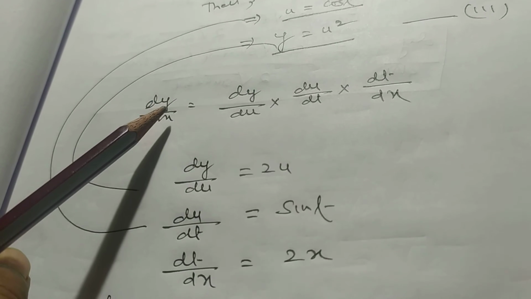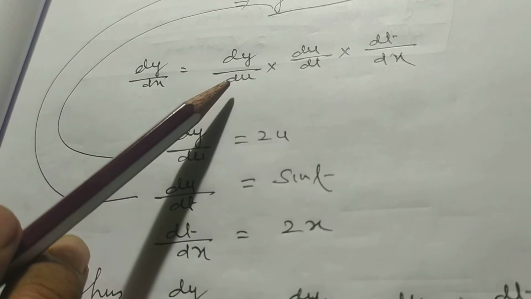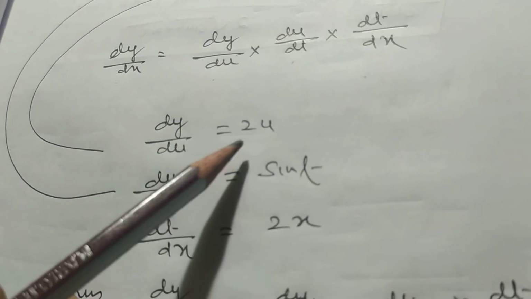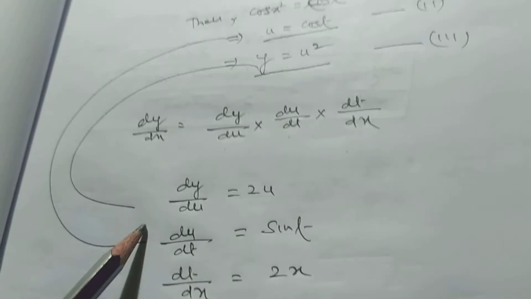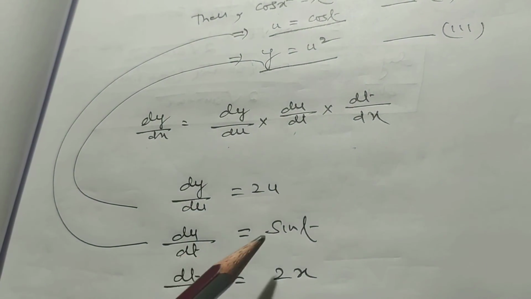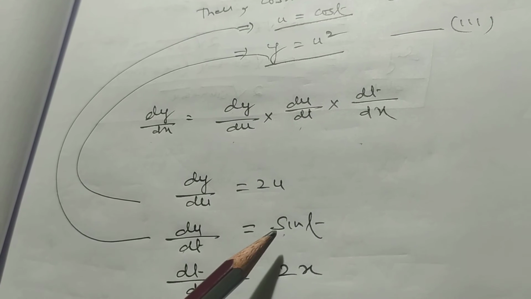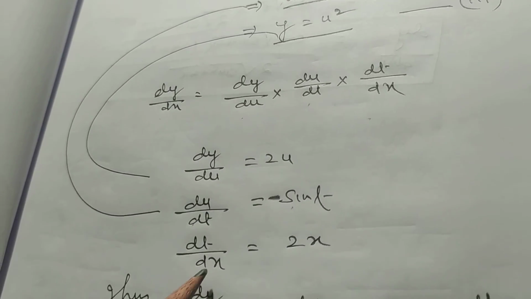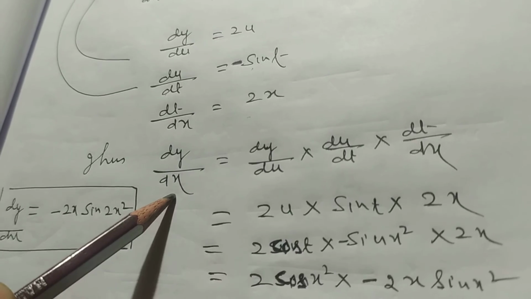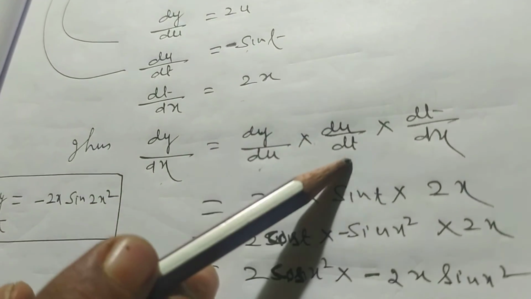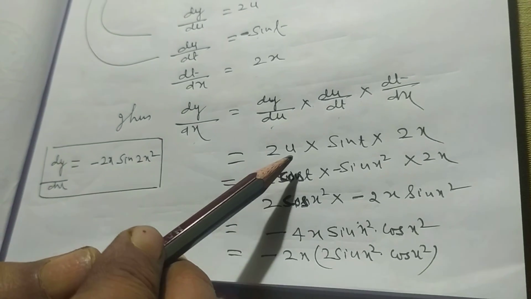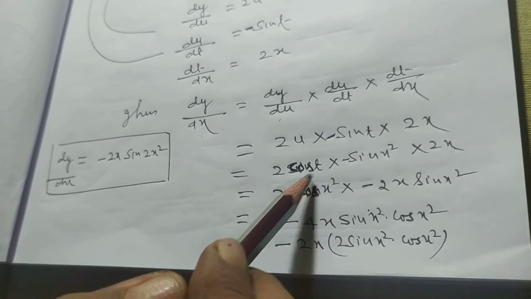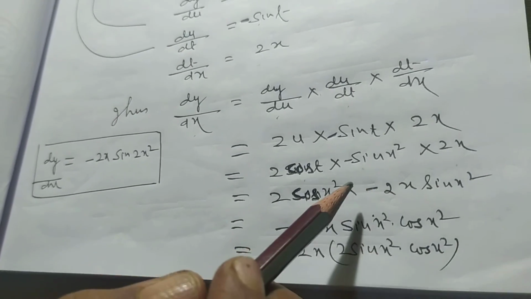So here there are three functions. dy by dx is equal to dy by du, du by dt, and dt by dx. dy by du is equal to 2u. Differentiating the third equation, du by dt is equal to minus sin t, and dt by dx is 2x. So dy by dx is equal to dy by du into du by dt into dt by dx. Put the value: 2u into minus sin t into 2x, that is 2 cos t into minus sine of angle x square into 2x.